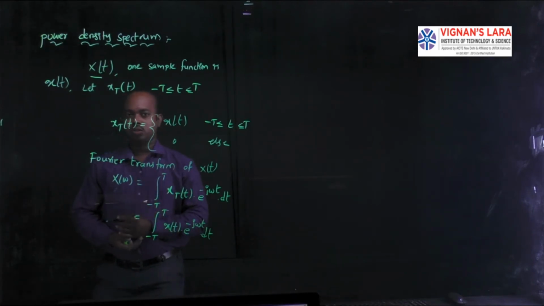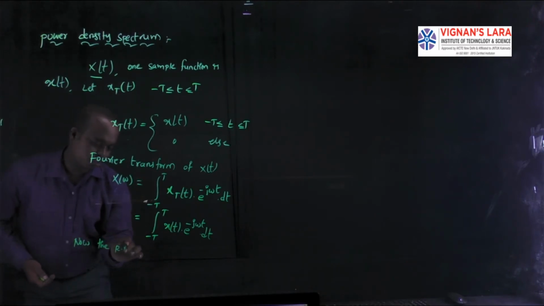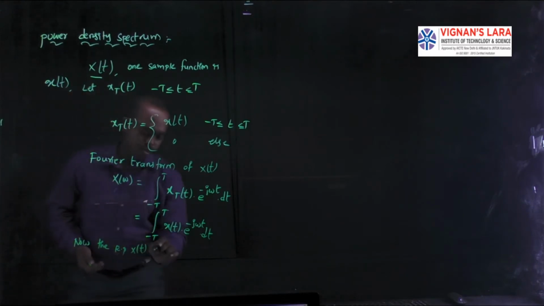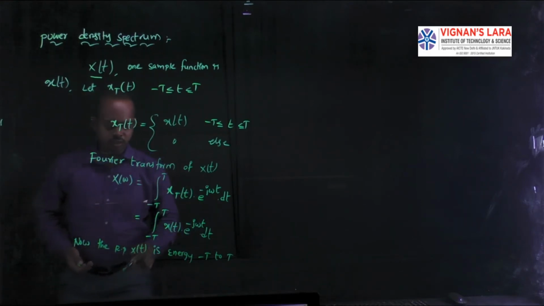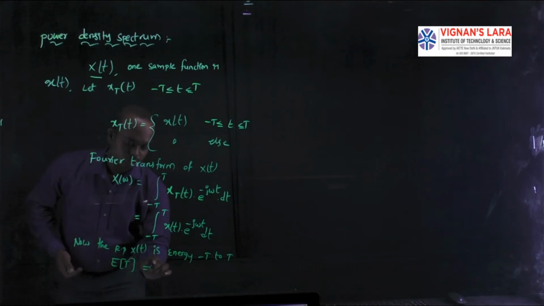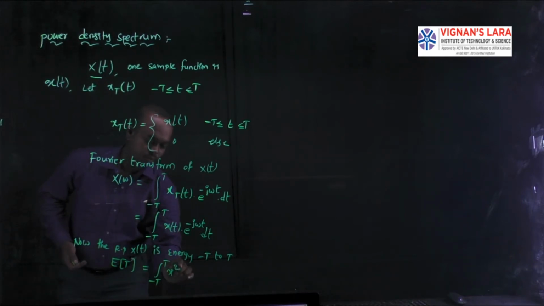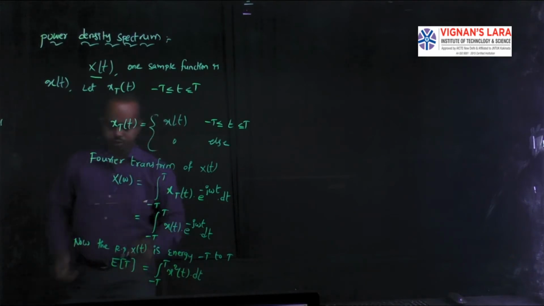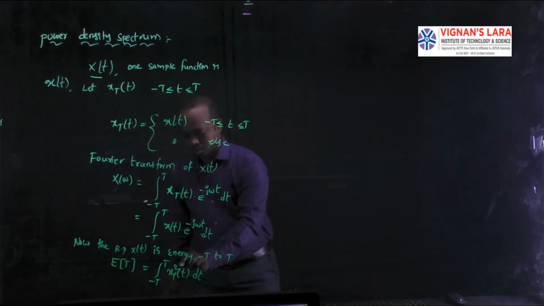Now you can represent its energy function. The random process x of t has energy in the interval of minus T/2 to plus T/2. We write the energy function with capital E of T, which is equal to the integral from minus T/2 to plus T/2 of x square of t into dt. Here you take the interval with subscript T, then you have to substitute the normal value.